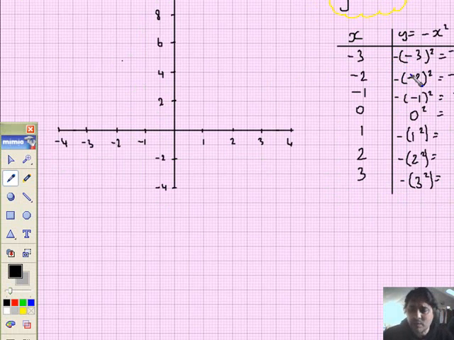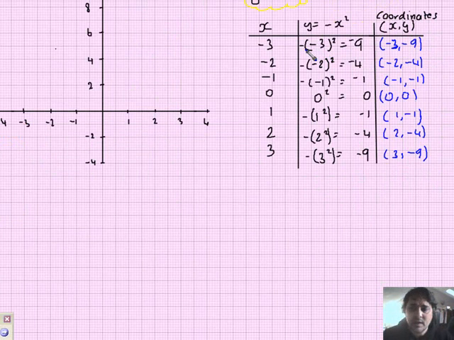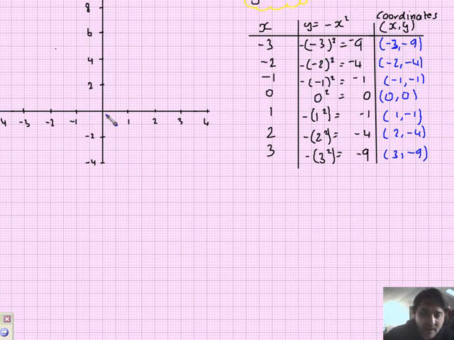Alright, so that's why I put a bracket there. You take your minus 3 and square it, which is 9. Now put a minus in front of it, minus 9. So we get minus 3 for the x, minus 9 for the corresponding y value. That's why the coordinates are going to be minus 3, minus 9.